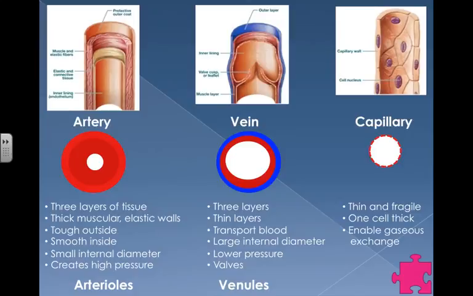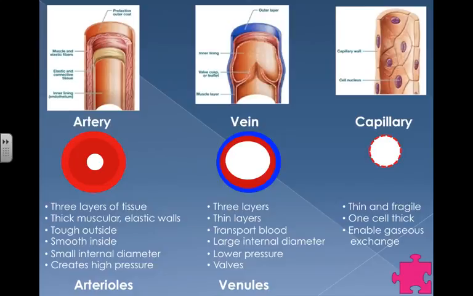So a venule is a very small blood vessel that allows blood to return from the capillary beds to the larger blood vessels called the veins. Venules are blood vessels that drain blood directly from the capillary beds.